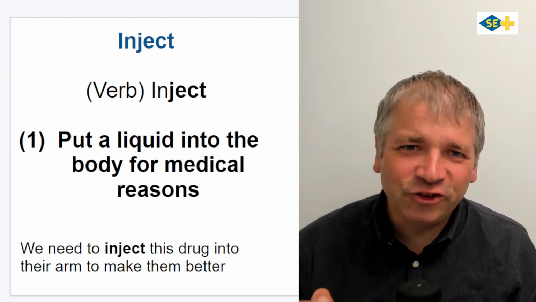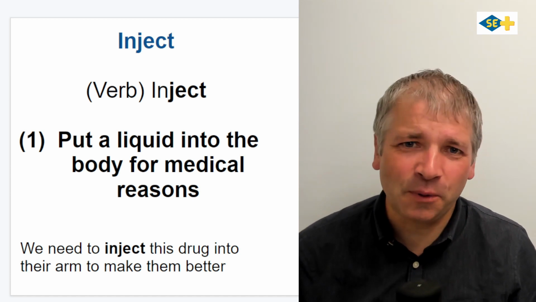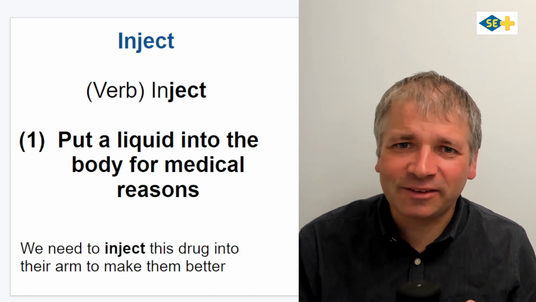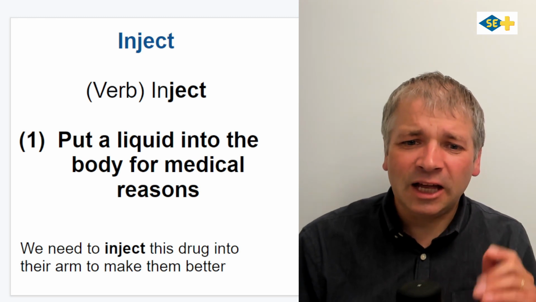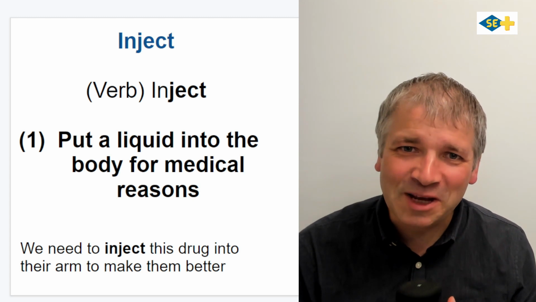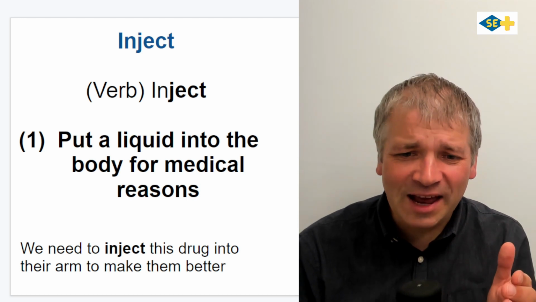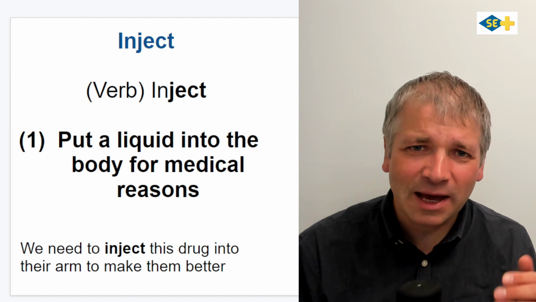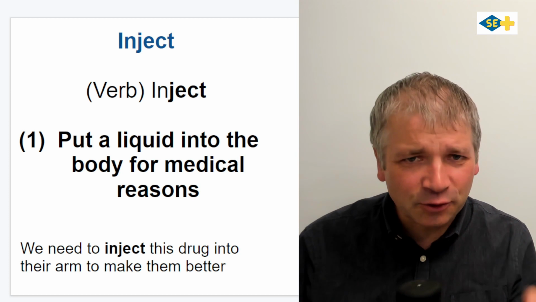The word inject has many meanings. Here's the first one. This is a verb and the stress is on ject, inject. And in this meaning, inject means to put a liquid into the body for medical reasons. For example, we need to inject this drug into their arm to make them better. It's related to the word injection.